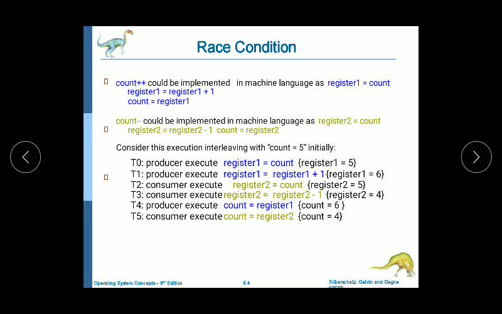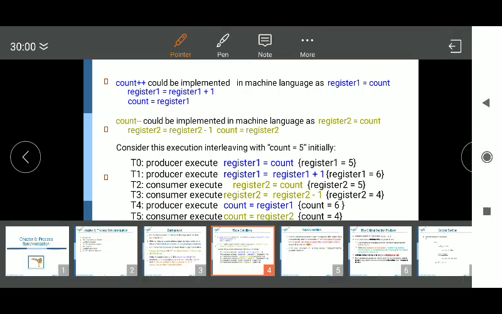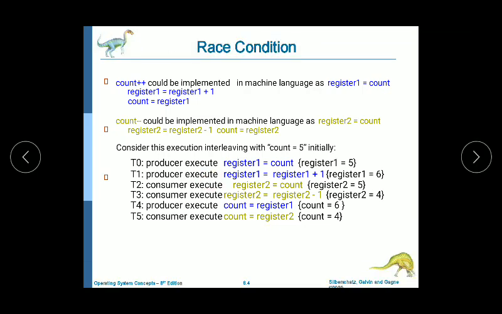If we reverse the order of the statements at T4 and T5, we would arrive at the incorrect state counter is equal to 6. That is, if we interchange T4 and T5, so first we execute the consumer code, then the counter value is equal to 4, and later the counter value is equal to 6. So the final outcome depends upon the order of the execution.